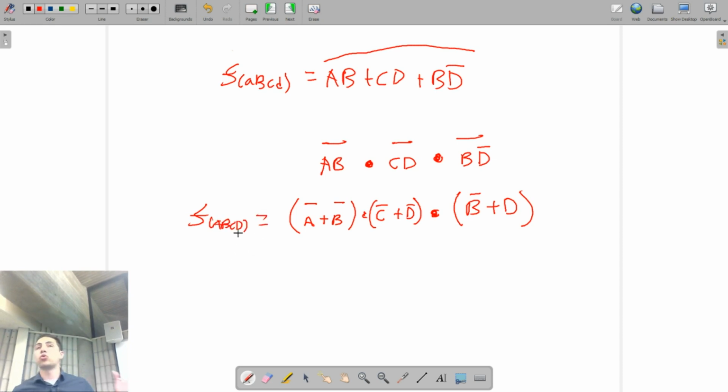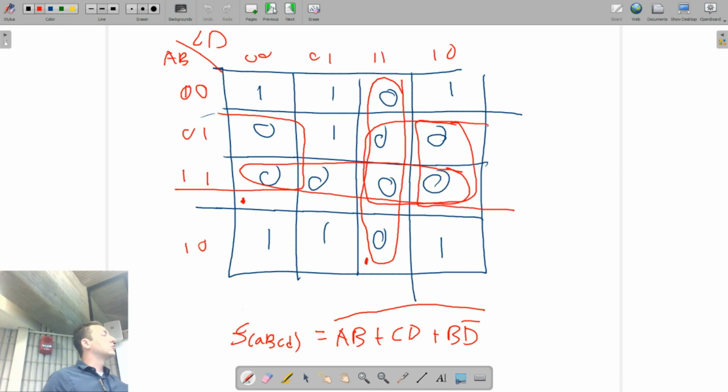Now, F of A, B, C, D, this is a product of sums representation. So there are 2 ways of skinning this cat, of solving. If you want to find sum of products, circle the ones, and it gives it to you in sum of products form. If you want to find product of sums, circle the zeros, and then apply De Morgan's law.